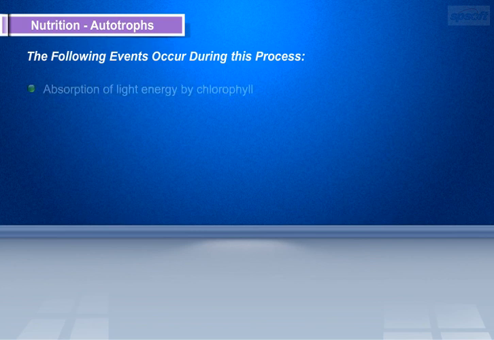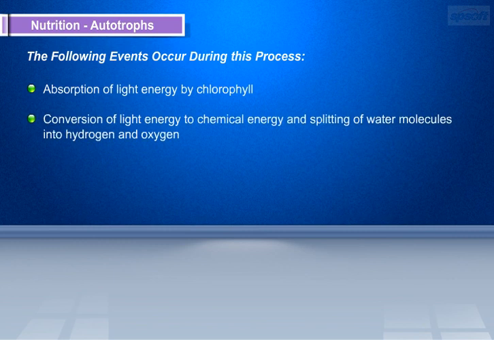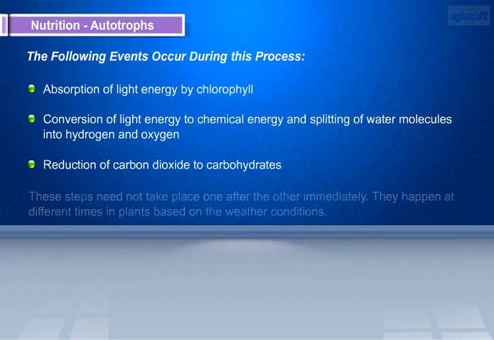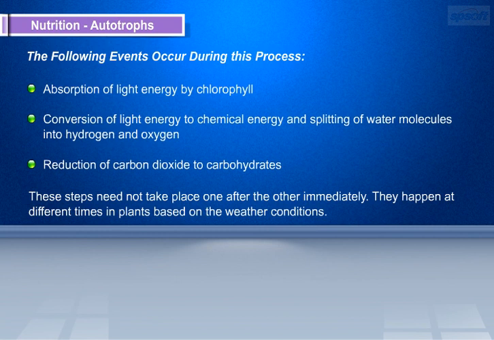Let us now see what actually happens during the process of photosynthesis. The following events occur during this process. Absorption of light energy by chlorophyll. Conversion of light energy to chemical energy, and splitting of water molecules into hydrogen and oxygen. Reduction of carbon dioxide to carbohydrates. These steps need not take place one after the other immediately. They happen at different times in plants, based on the weather conditions.